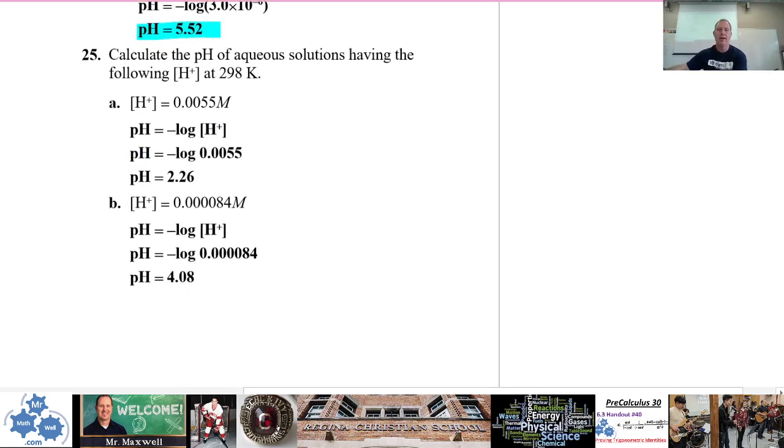For 25, the answer for A, calculate the pH. Again, you just plug this value into your log function and you should get a pH of 2.26. And again, for B, 4.08.